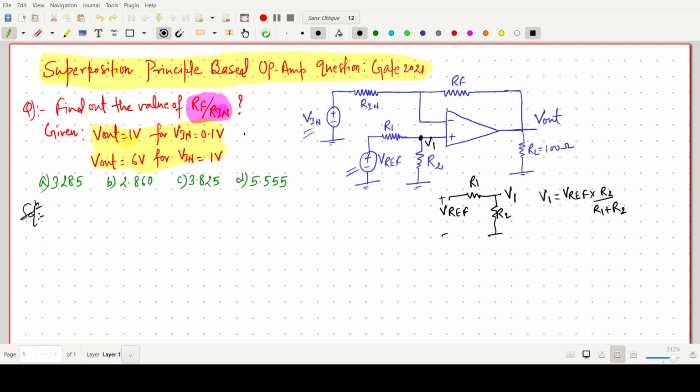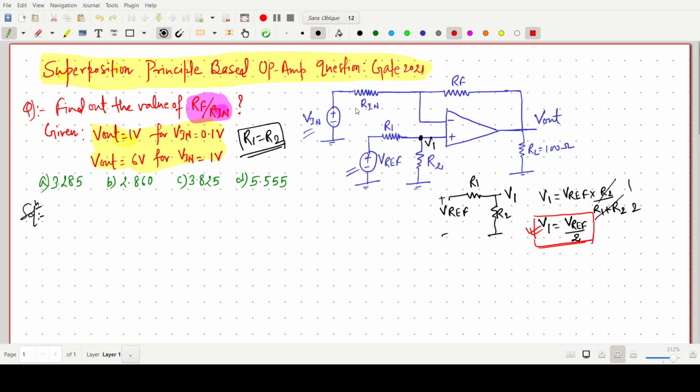One more thing is given in the question: R1 equals R2. So it should be V ref by 2, because R1 and R2 cancel. So the V1 value will be V ref by 2. This V1 we have already calculated: V ref by 2.